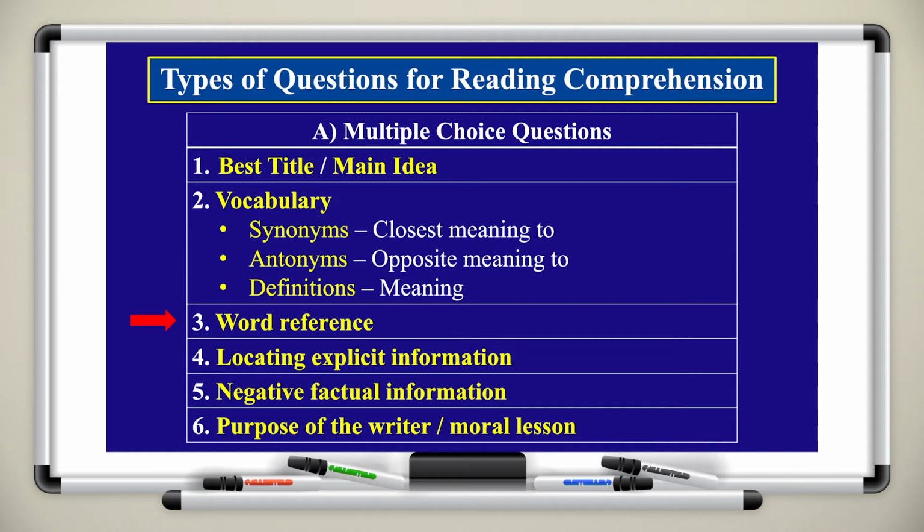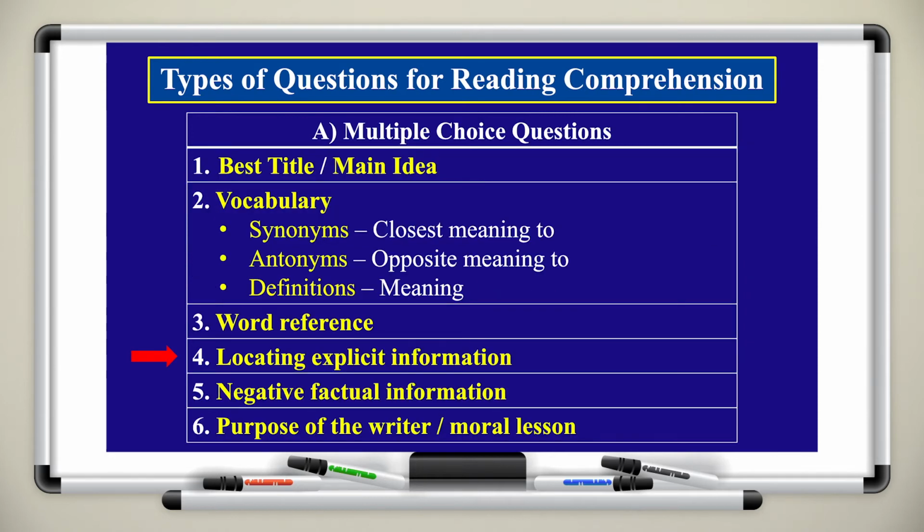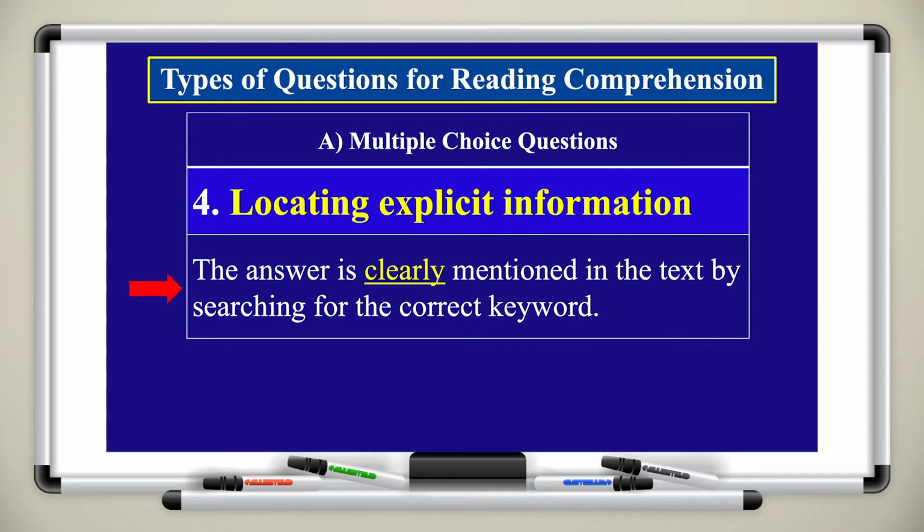After that, we have the word reference, and I'll explain this right now. For example, you'll have this type of question: the underlined word "they" in paragraph X refers to. Number 4, locating explicit information. That means that the answer is clearly mentioned in the text by searching for the correct keyword.